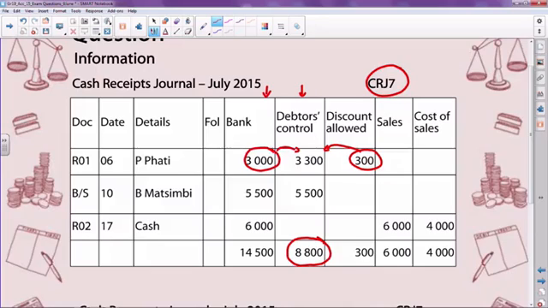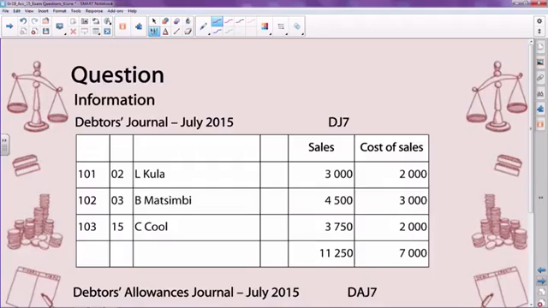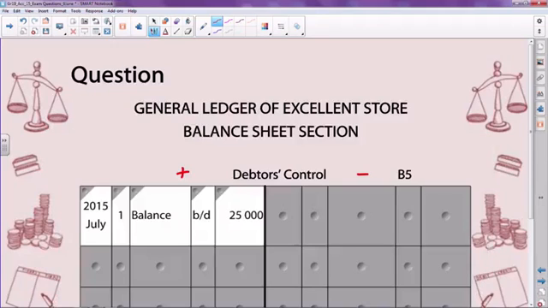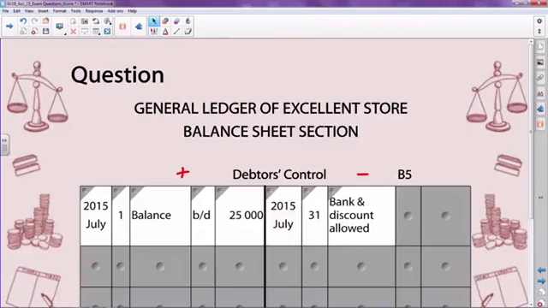So let's go take this amount to my debtors control. So again, go and search for your debtors control. It's in your answer book. Here it is. Now you need to know that it's going down. Why is it going down? Because we gave bank and we had discount allowed. CRJ, 8,800. And as easy as that.